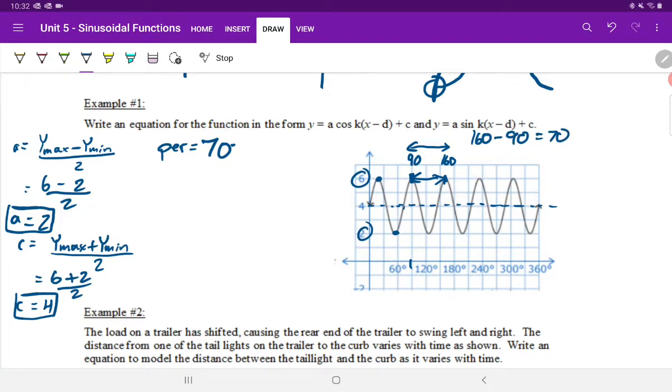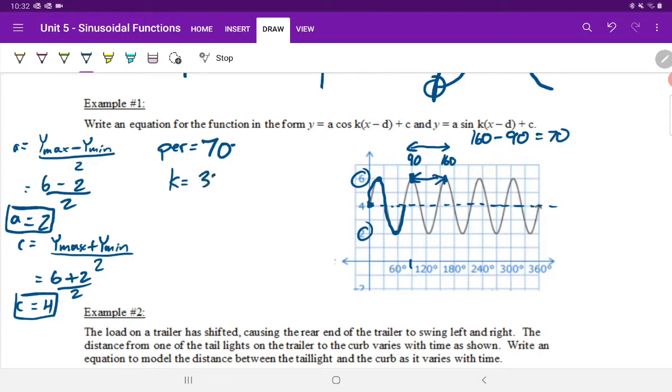So you can do it starting from your EOA, like we did, and realize that the period is 70, or you can pick any two maximum or minimum points on your graph and find the horizontal distance between those, and it should also be the same value. Let's find K now.